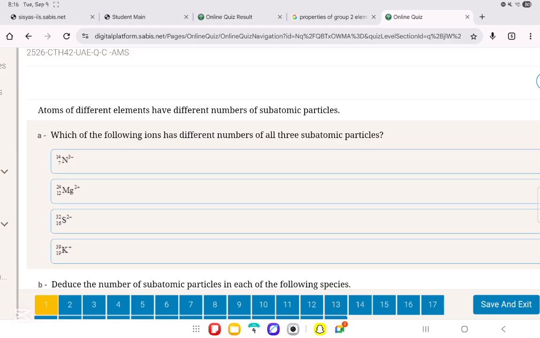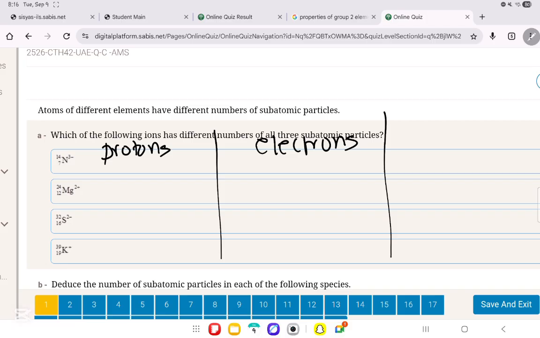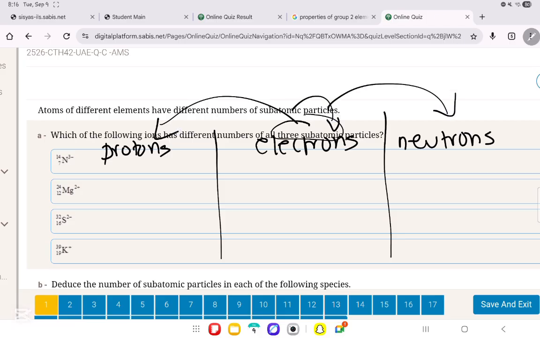Atoms of different elements have different numbers of subatomic particles. Which of the following ions has different numbers of all three subatomic particles? What you're supposed to do is find, first of all, the number of protons for each, the number of electrons for each, and then finally the number of neutrons for each. Why? Because the three subatomic particles are protons, electrons, and neutrons.